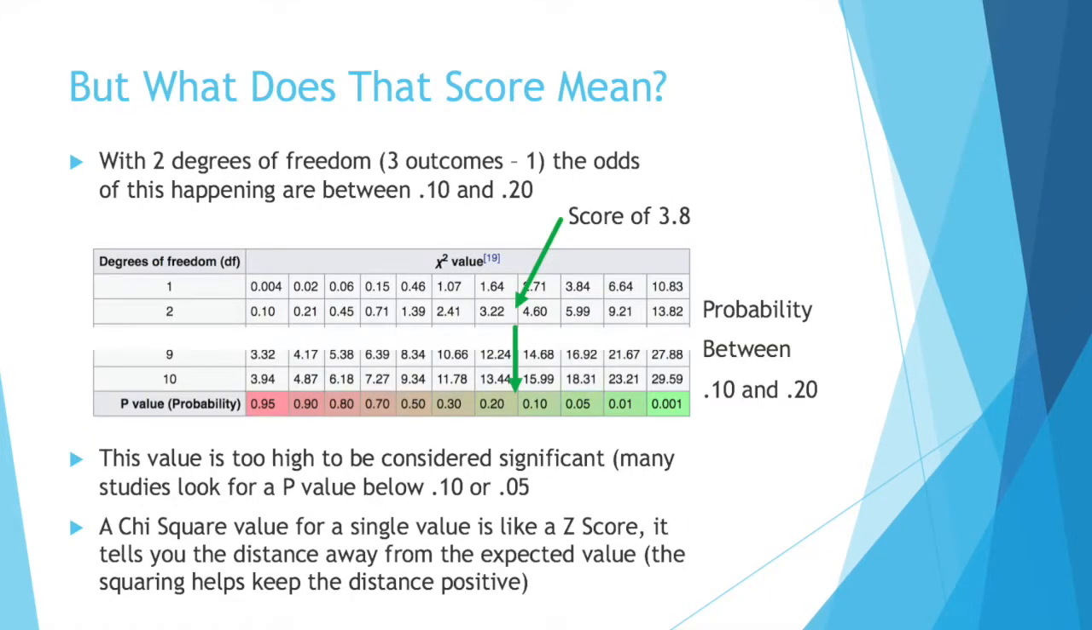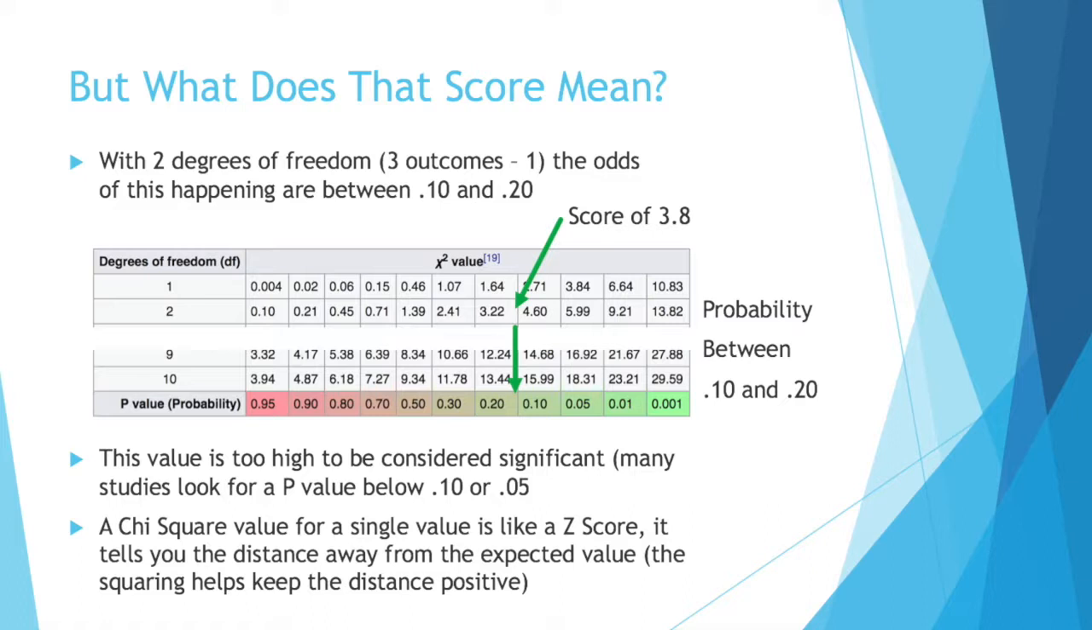So our chi-squared value was 3.8. That came from the equation. We have 2 degrees of freedom because there were 3 outcomes, red, blue, and green, but then you subtract 1, so 3 minus 1 is 2. Then we look back to our table earlier. The odds of this happening by chance, just by taking a sample, are between 0.1 and 0.2 using the table.